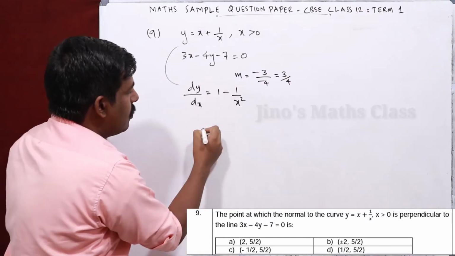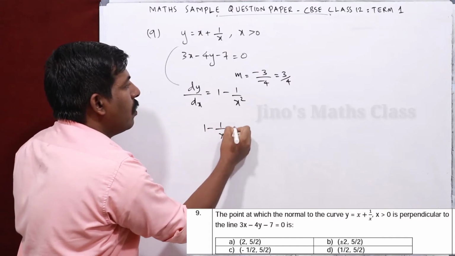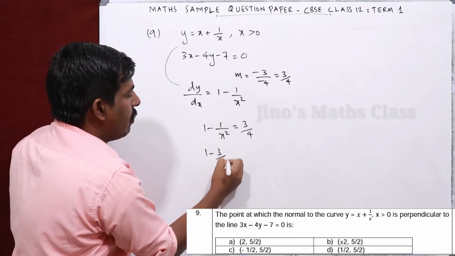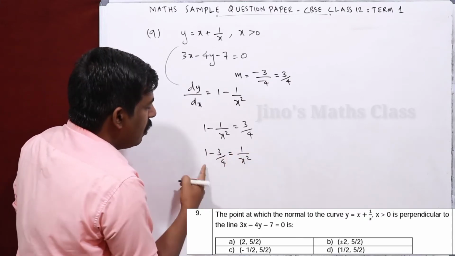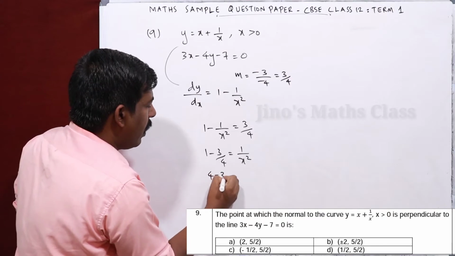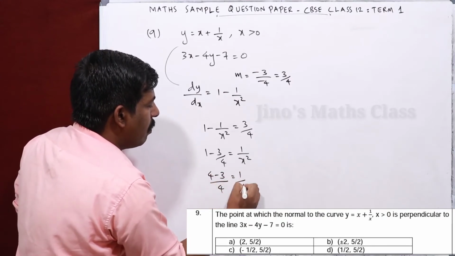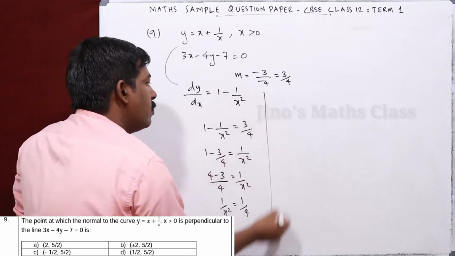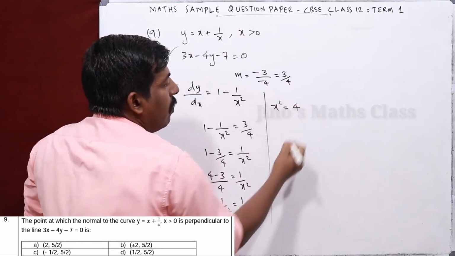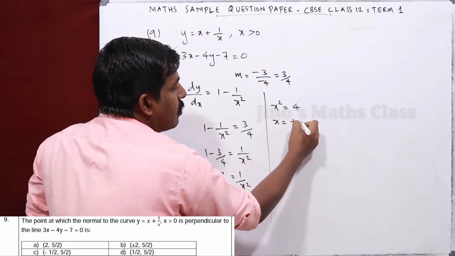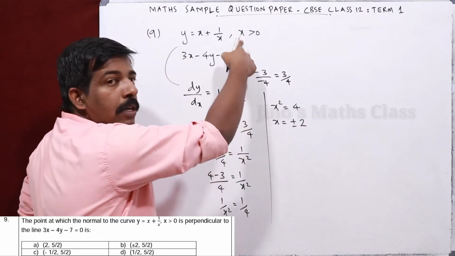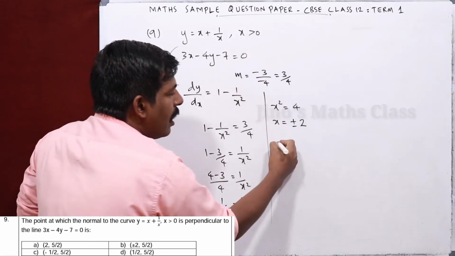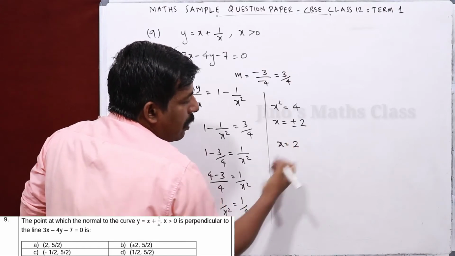We can equate 1 minus 1 by x square equal to 3 by 4, or 1 minus 3 by 4 is equal to 1 divided by x square. When we cross multiply, we get 4 minus 3 by 4 equal to 1 by x square, or 1 by x square is equal to 1 by 4. So from this we get x square is equal to 4. That means x is equal to plus or minus 2, but in the question it is given x should be greater than 0. That means we cannot take minus 2 as x, so only x equal to plus 2 will come.